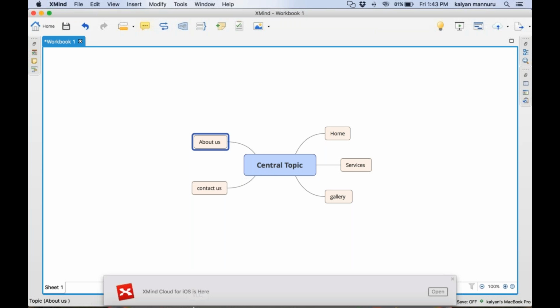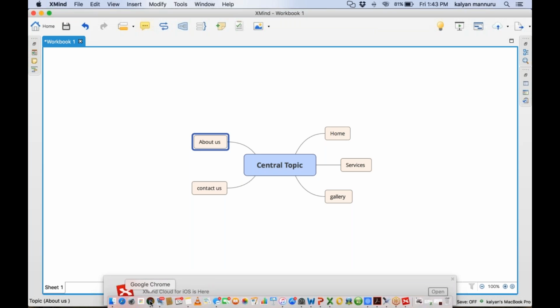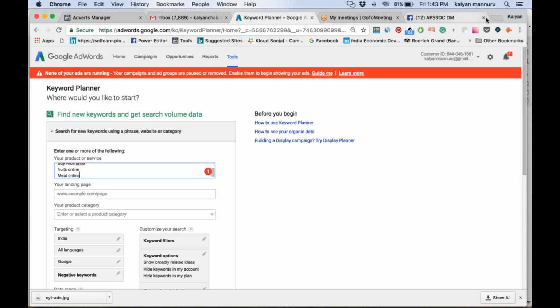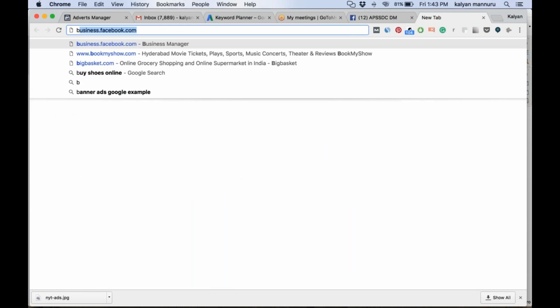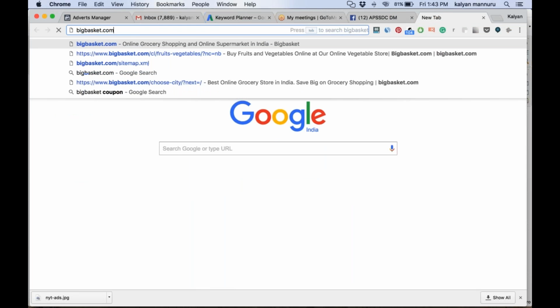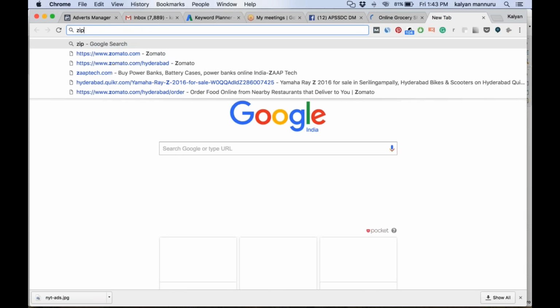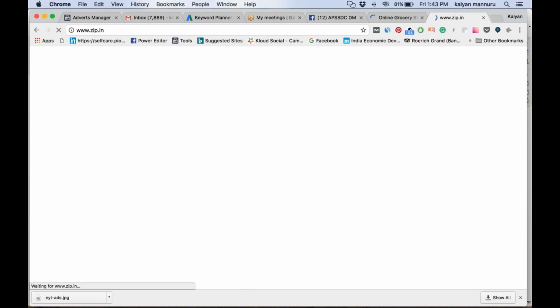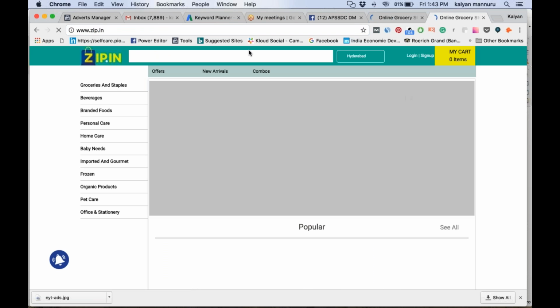But since this is an e-com website, let us see how an e-com website is planned. So for that, I can just visit any of my competitor websites. Since I'm planning grocery online, I would like to check Big Basket online. Now there is also more. Zip.in is also a grocery services provider online.